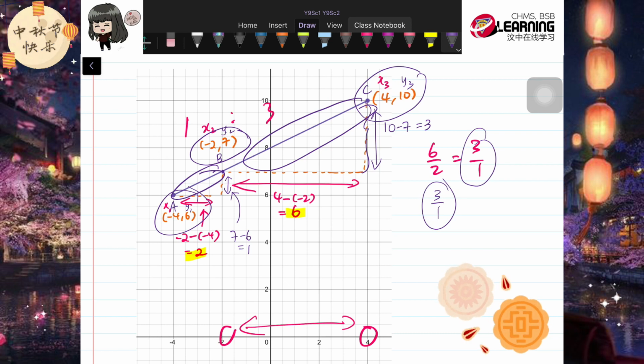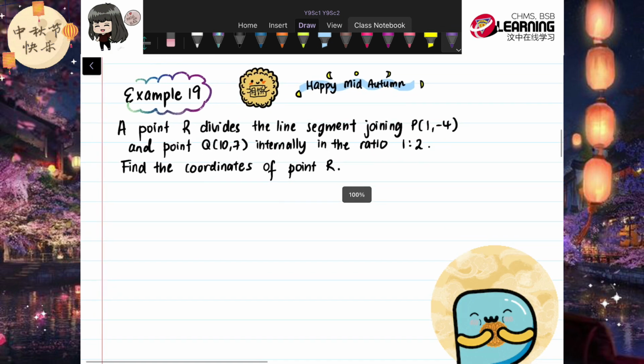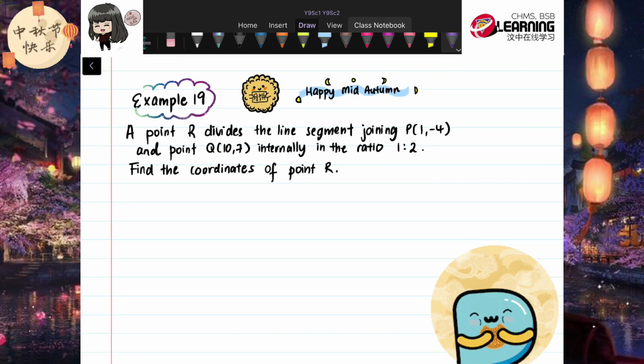Okay, so let's look at example 19. Maybe you will see this even better. A point R divides the line segment PQ. So I'm going to draw a line segment with the coordinate of P here, and your Q is here, 10, 7, and it divides internally in the ratio of 1 to 2. So 1 to 2, your R is somewhere here. You're going to find this R here. We don't know R, so I put x, y.